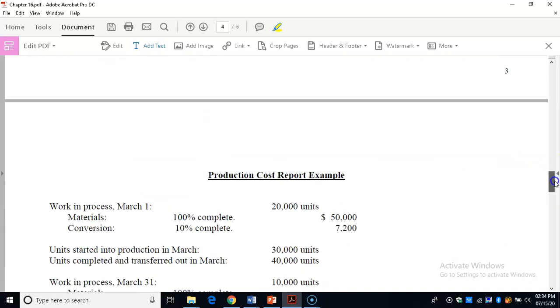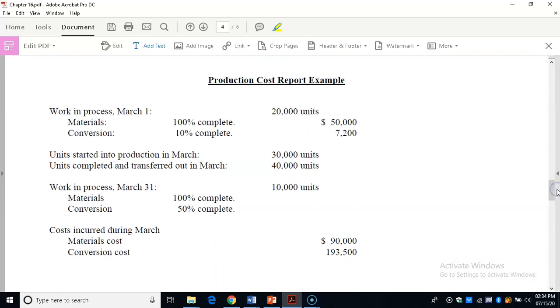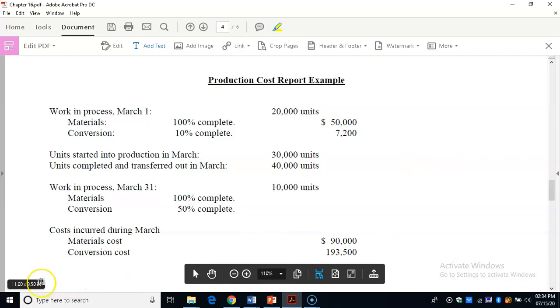Okay, let's take a look at page 4, and here is an example of a problem. What we're going to do is figure out how much it costs to make 1 unit, and then figure out how much money we spent to produce our units this month, and how much our ending work in process is worth, right? So we're going to make a production cost report. Remember, a production cost report has 4 different steps. Take a look at this example, and we're going to go over the 4 steps together.